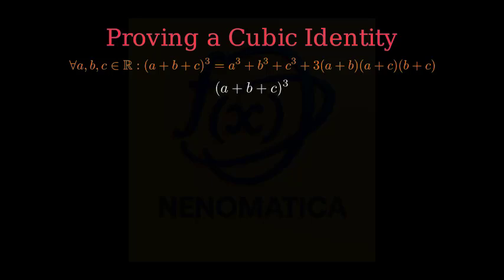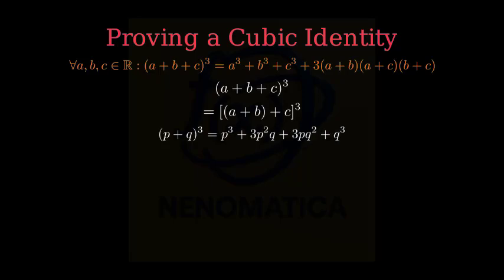We'll begin our proof by rewriting the left side of the equation. First, we'll rewrite (a + b + c)³ as the cube of (a + b) + c. This helps us apply the binomial theorem later. Now, we'll apply the binomial cube formula to expand. Remember, for any expressions p and q, (p + q)³ equals p³ + 3p²q + 3pq² + q³.